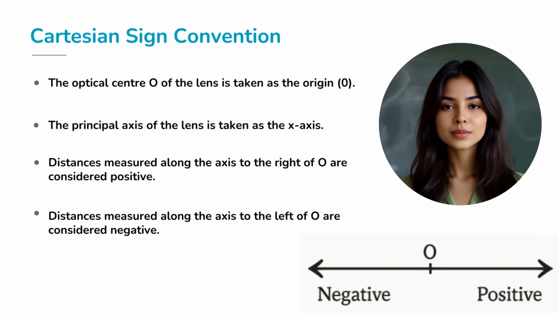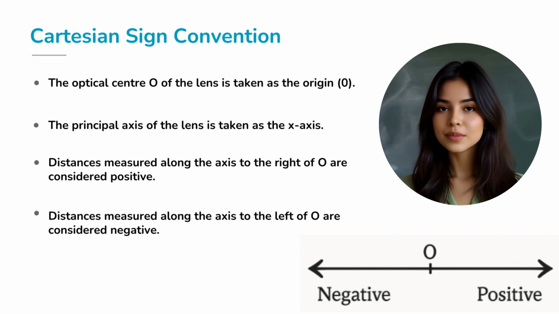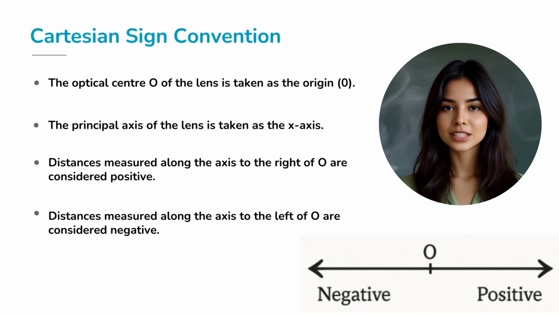Hello students, imagine you're in a cricket stadium. The bowler's end is taken as the origin, just like the optical center of a lens is taken as 0. Now, every run scored towards the batsman's side is considered positive, and if somehow the batsman runs the opposite way, well, that's unusual, but in our math world, that would be negative. In the same way, in the Cartesian sign convention, the optical center, O, of the lens is the origin, our starting point. The principal axis is treated as the x-axis, a straight line through the center of the lens.